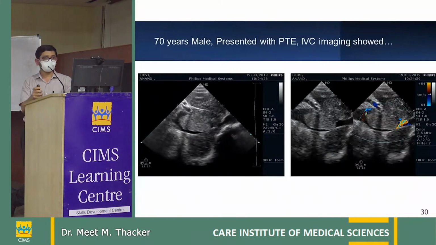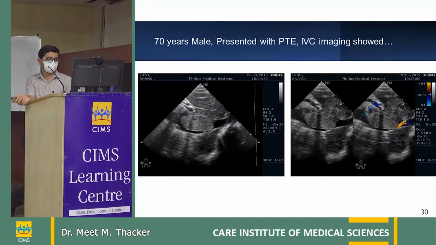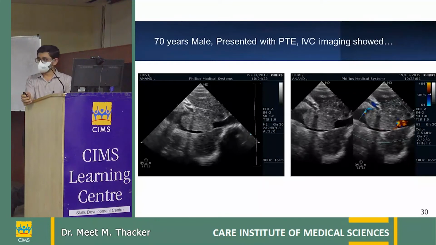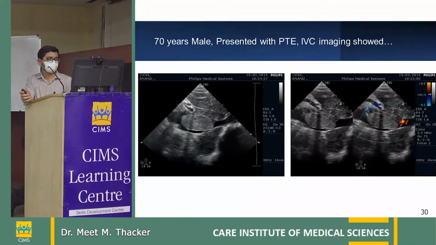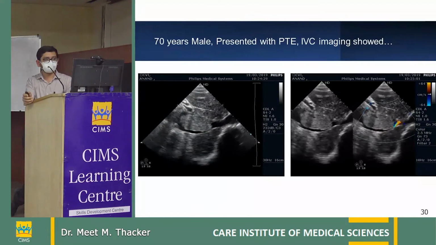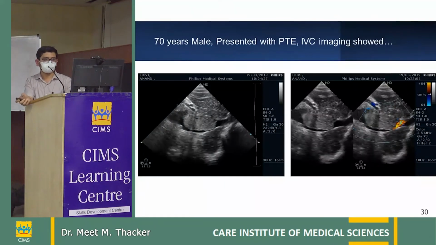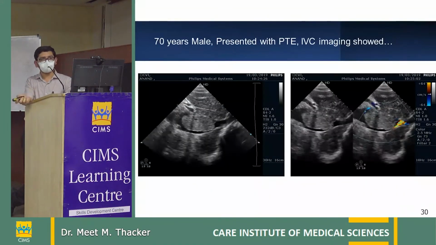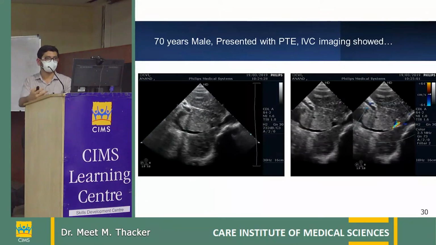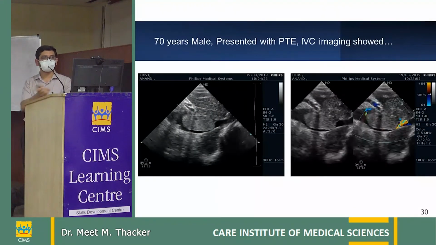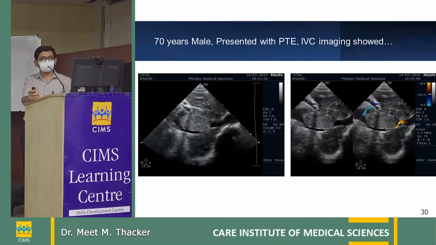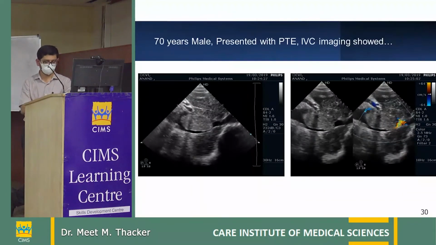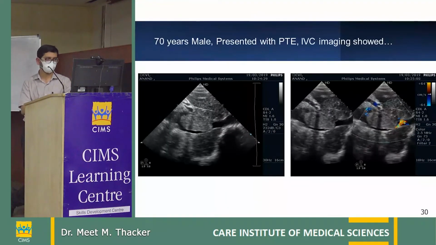Just since we have come to IVC, one more picture of IVC and a surprise in IVC. Yes, this was a 70 years male who presented with pulmonary thromboembolism, and the IVC showed a large thrombus. Patient was lysed for pulmonary embolism outside. Without this, it probably would have been missed, or this could have occurred later on. Later on, this patient was found to have renal cell carcinoma with thrombus extending right from the renal vein to the IVC and pulmonary embolism as well.